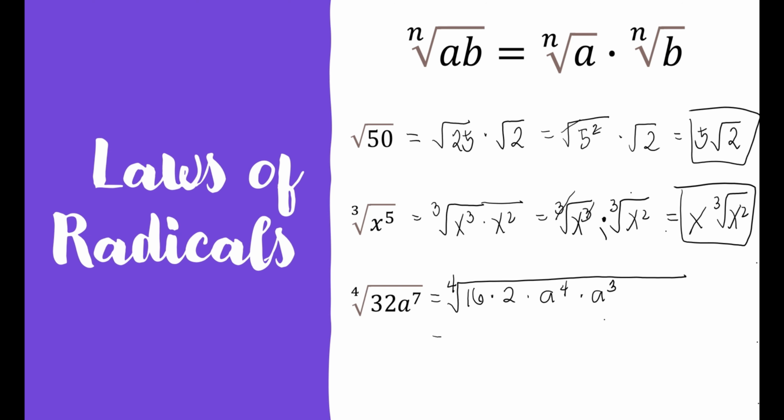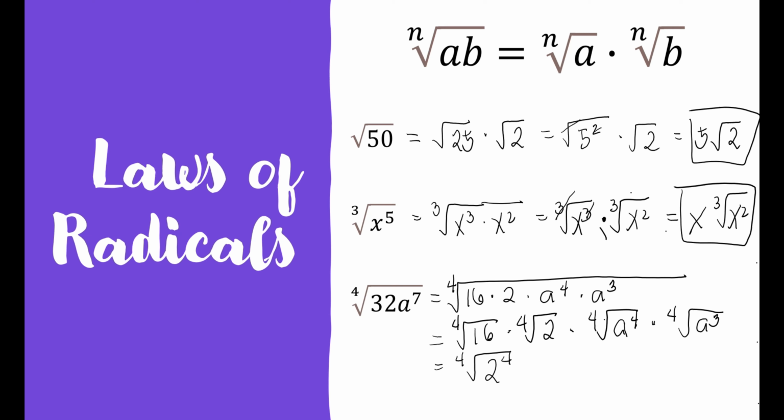Now, we may simplify this as the fourth root of 16 times the fourth root of 2 times the fourth root of a raised to 4 times the fourth root of a raised to 3. And we know that fourth root of 16 is equal to the fourth root of 2 raised to 4, because 2 raised to 4, or 2 times 2 times 2 times 2, is equal to 16, times the fourth root of 2 times the fourth root of a raised to 4.